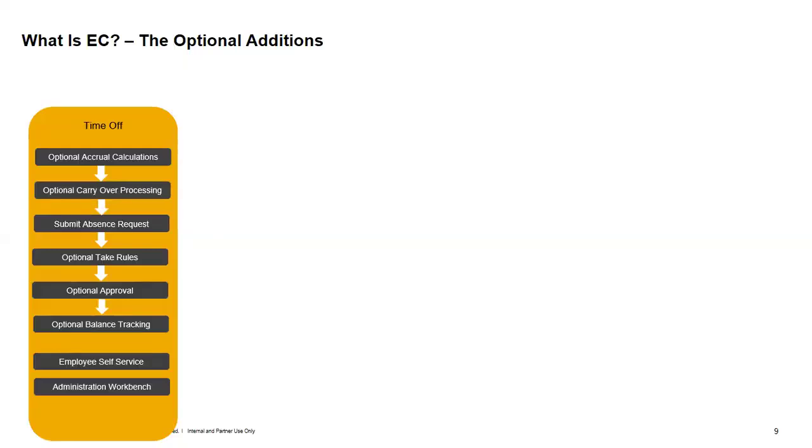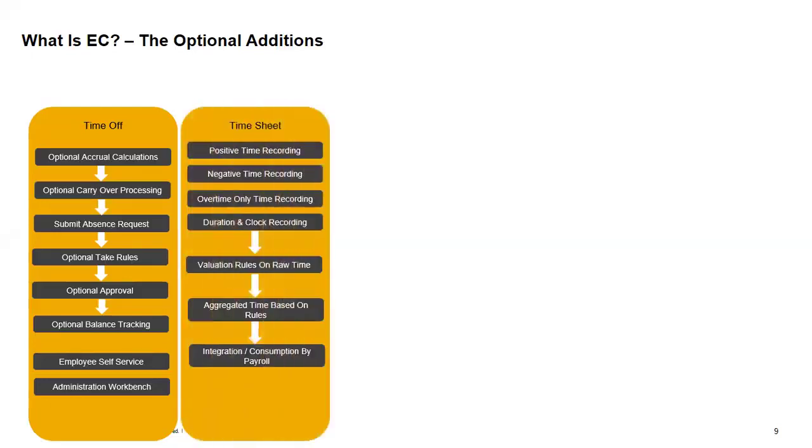Now, for each of the leaves, you can avail up to 6 casual leaves. You can avail up to 6 sick leaves. You can avail up to 24 earned leaves. So depending on the company's policy, our employees can avail these leaves. So all of these are configured in the time off module.